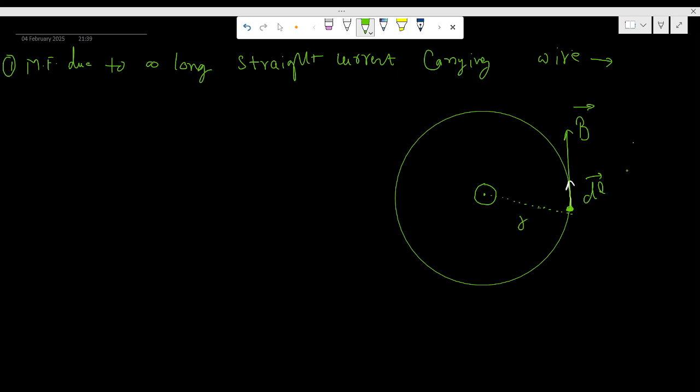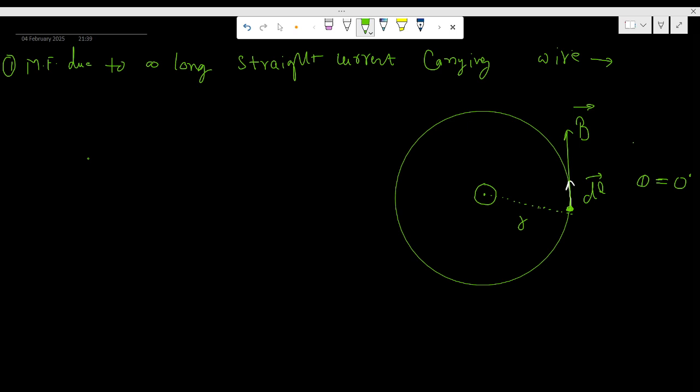And you can clearly see the angle between B vector and dl vector is 0. So what is the angle? Angle is 0. Because they have the same direction, B vector and dl vector both have the same direction. Therefore the angle between these two is 0.